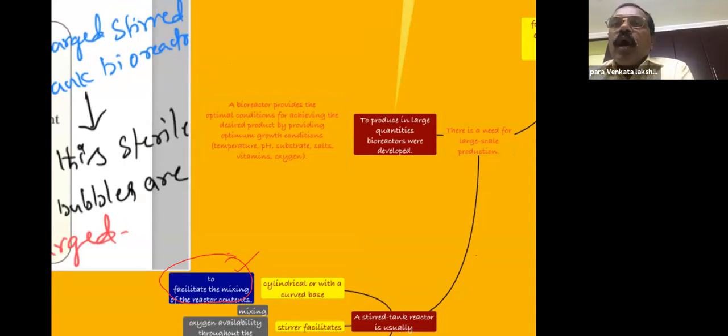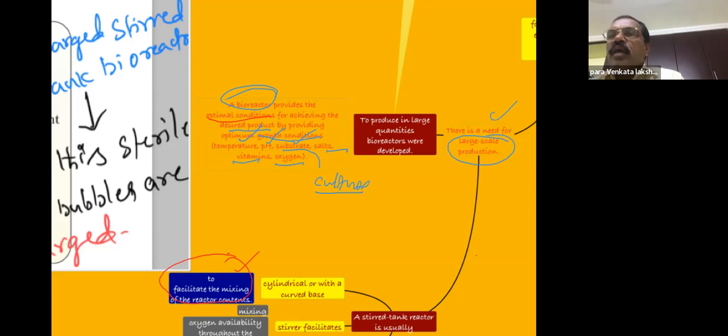Optimal conditions for achieving the desired product. Optimum growth conditions. That means temperature, pH, substrate. Substrate means the culture, and based on the substrate, the bacteria will grow. Then salts, then vitamins, then oxygen. All these things will be provided to this bioreactor, because large scale production is essential. So to produce large scale productions, bioreactors are helpful.